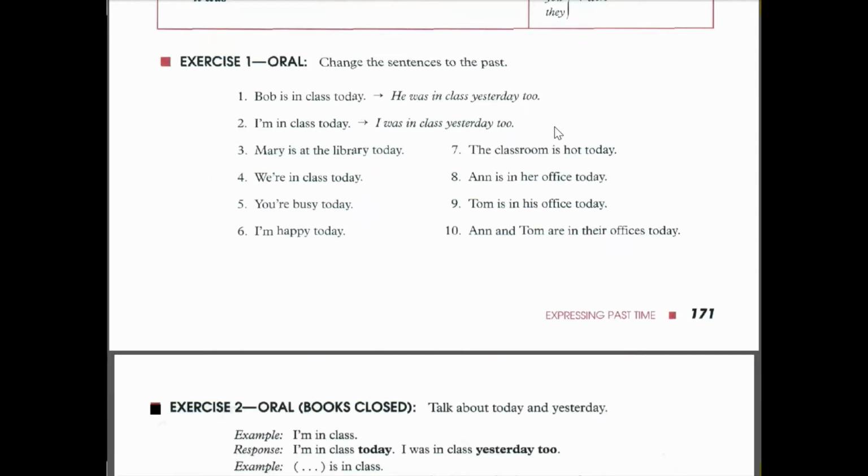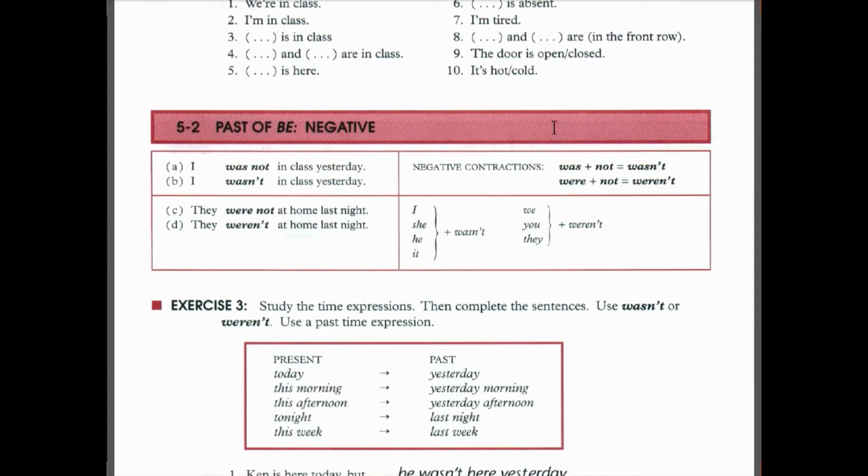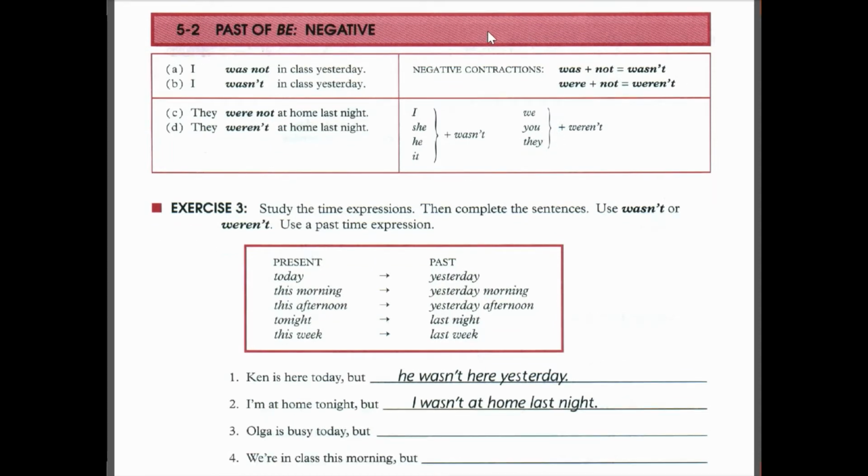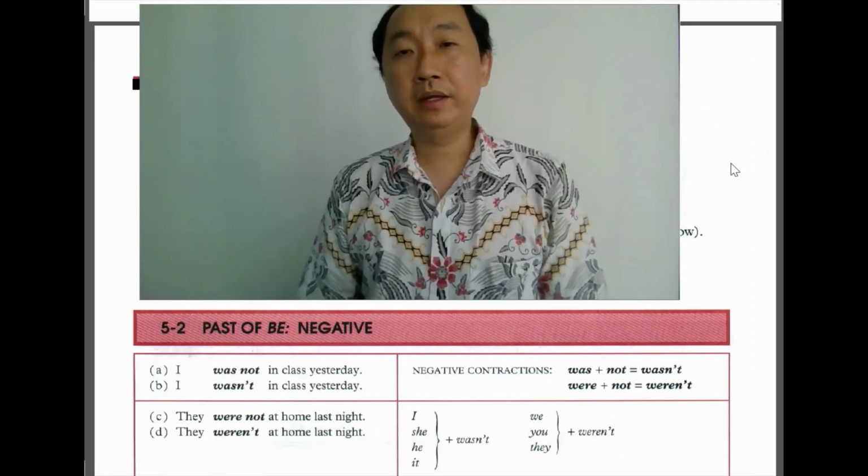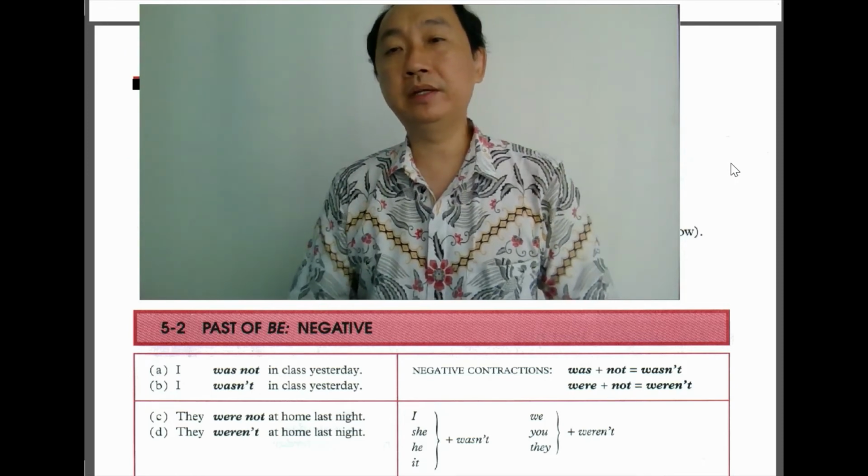Okay, let's continue. And then we are going to answer exercise 3. Wasn't or were not. Ken is here today, but he wasn't here yesterday. So make it negative. And then how about using the negative?